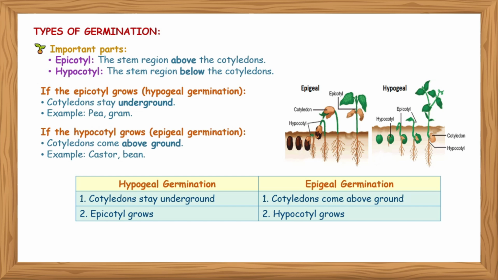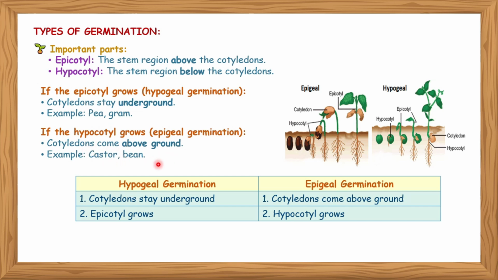Types of germination. Important parts: epicotyl, the stem region above the cotyledons; hypocotyl, the stem region below the cotyledons. If the epicotyl grows, it is hypogeal germination, and the cotyledons stay underground. Example: pea and gram. If the hypocotyl grows, in the case of epigeal germination, cotyledons come above ground.